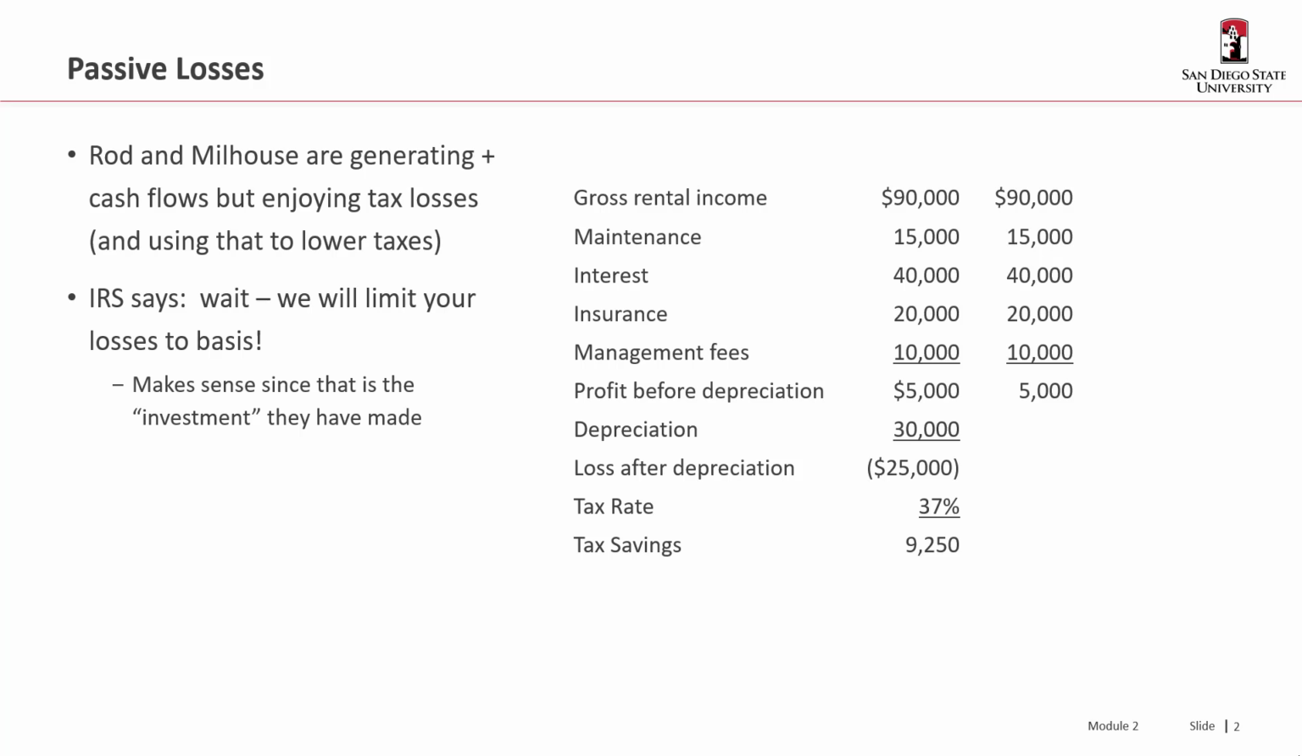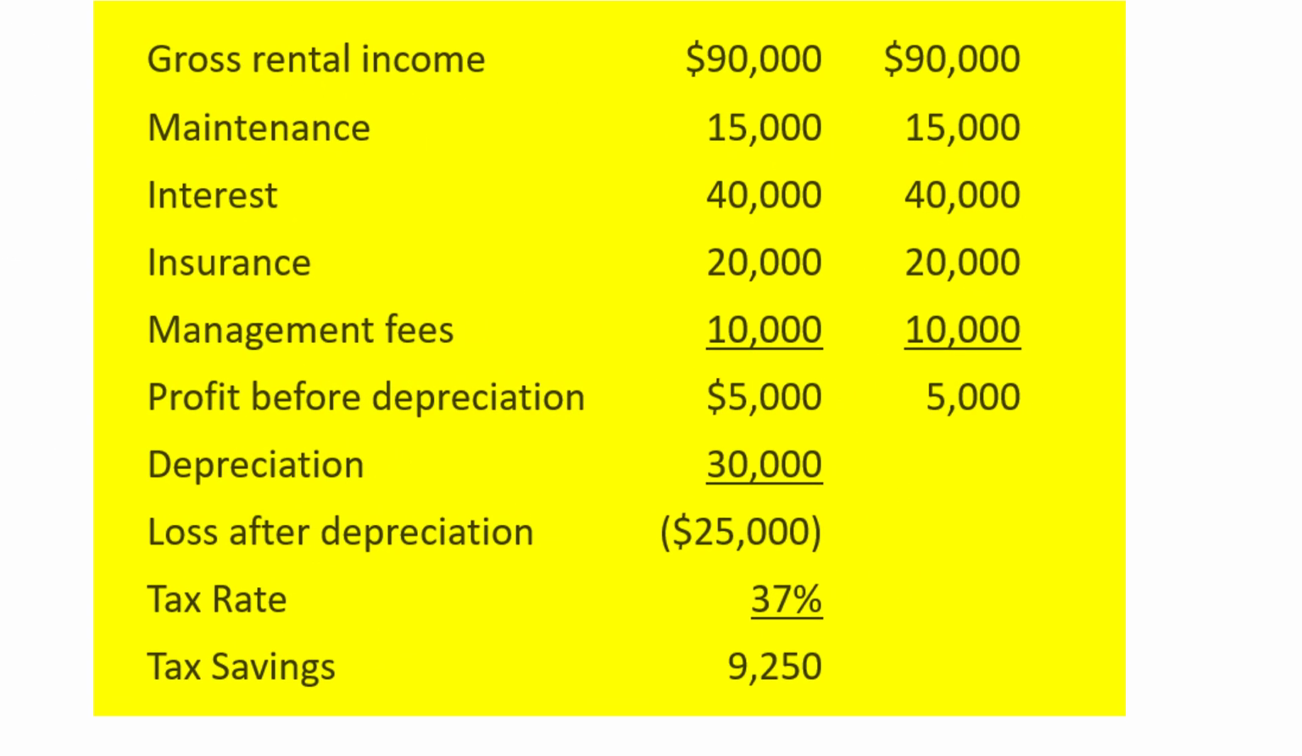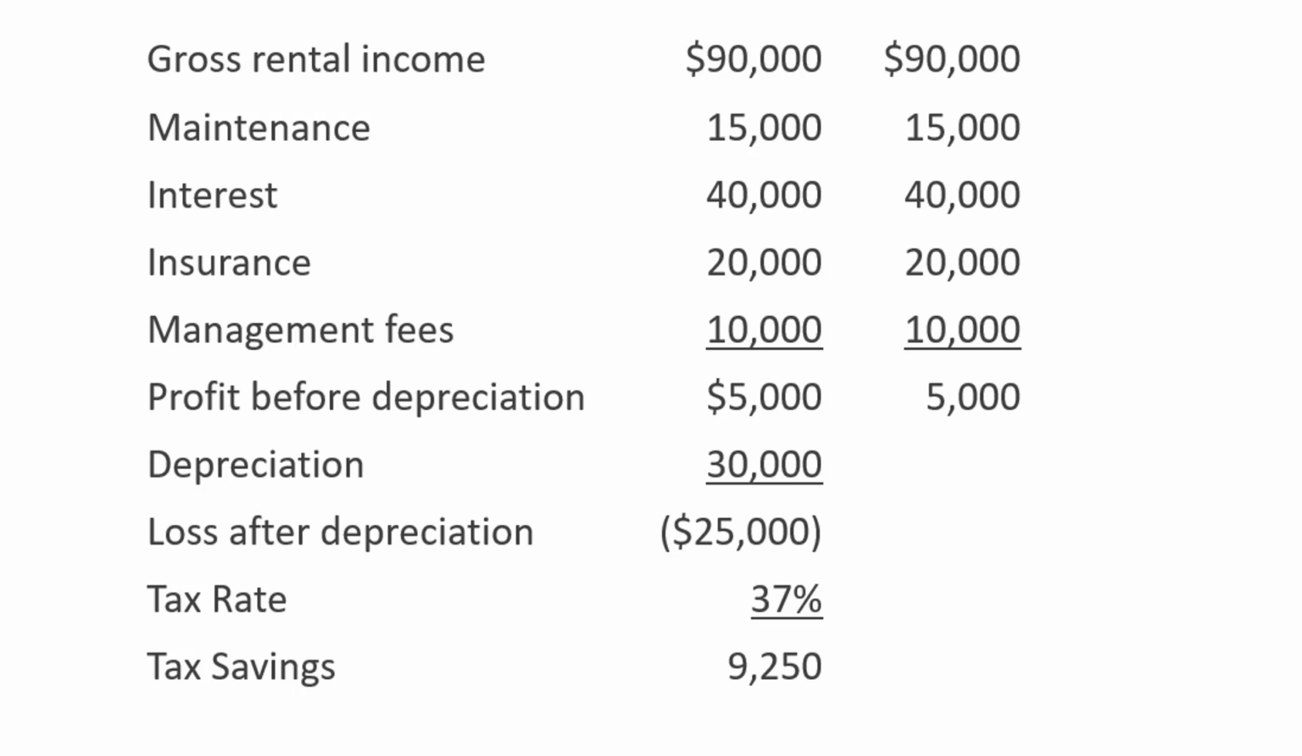And the first one is we're going to limit your loss to basis. And when you think about it, that makes sense, right? We're going to limit the loss to the amount of investment that they've made. So over here on the right is simply a table that kind of shows how you can generate tax savings with still having positive cash flow investment.